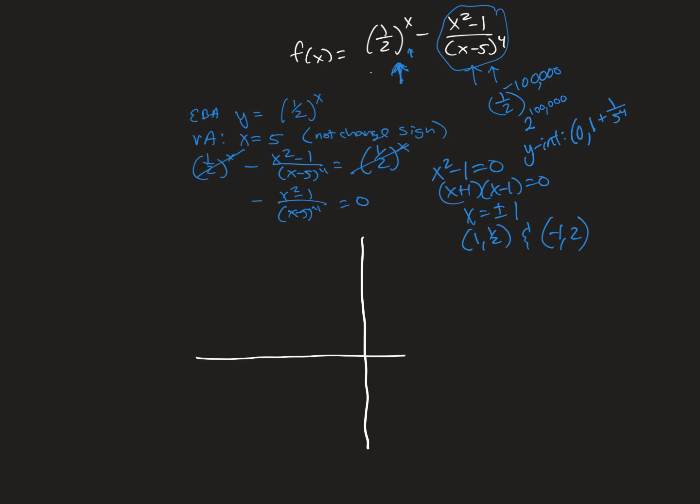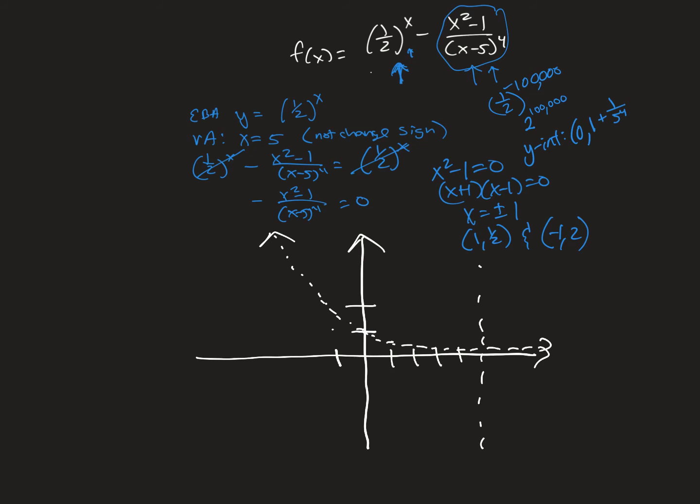All right, so let's get to graphing this. And let's just do all that we know here. And then we can figure out if we need to do a little sign analysis. All right, so the vertical asymptote is at 5. And then the EBA is 1/2 to the x. So at negative 1, it's 2. The y-intercept is 1. Then at 1, it's 1/2. I'm just going to dotted line this.